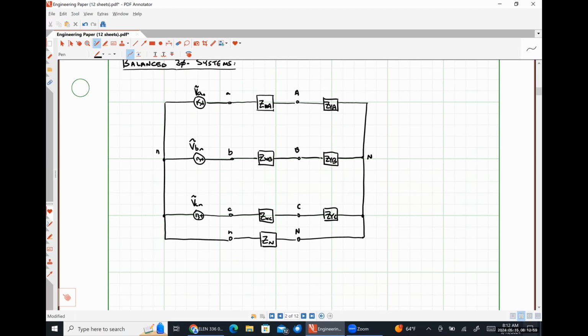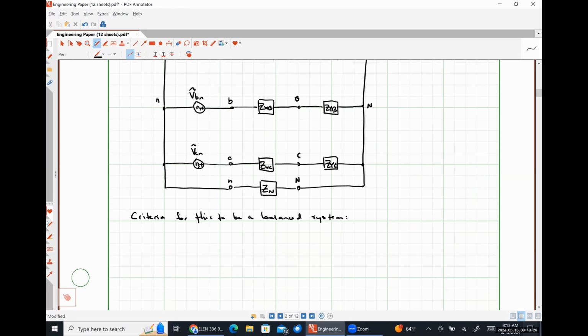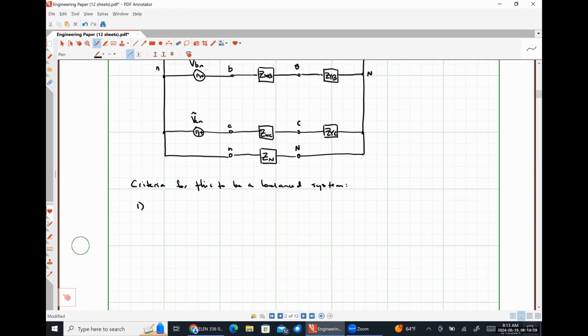So, like I said, we have a YY system here. So let's talk about the criteria for balance. The first criteria, and we're going to work our way through the circuit from left to right. Okay. So we're going to start on the source side.